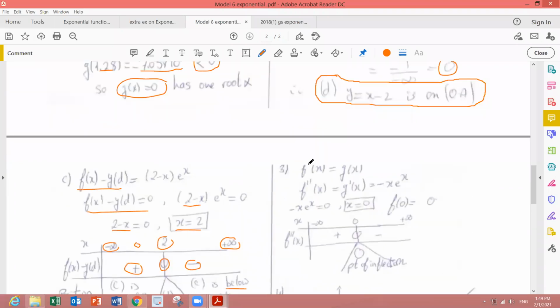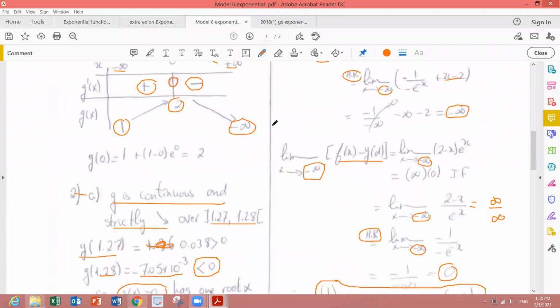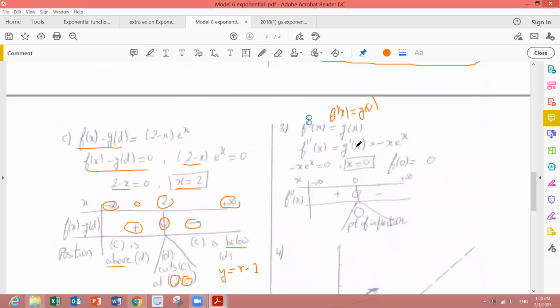We know that f prime of x equals g of x. So the second derivative of f equals g prime of x. The derivative of f prime is f double prime, equal to g prime of x. We already found g prime of x above. It came out as minus x e to the x. So f double prime equals minus x e to the x.